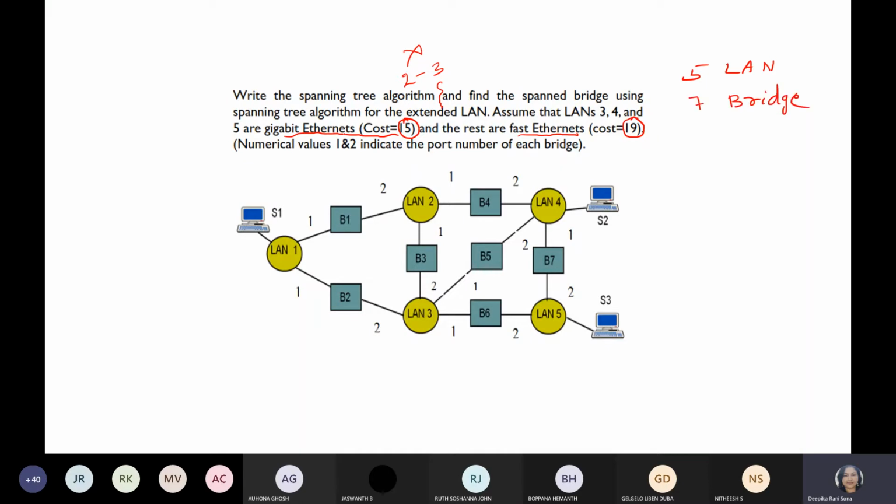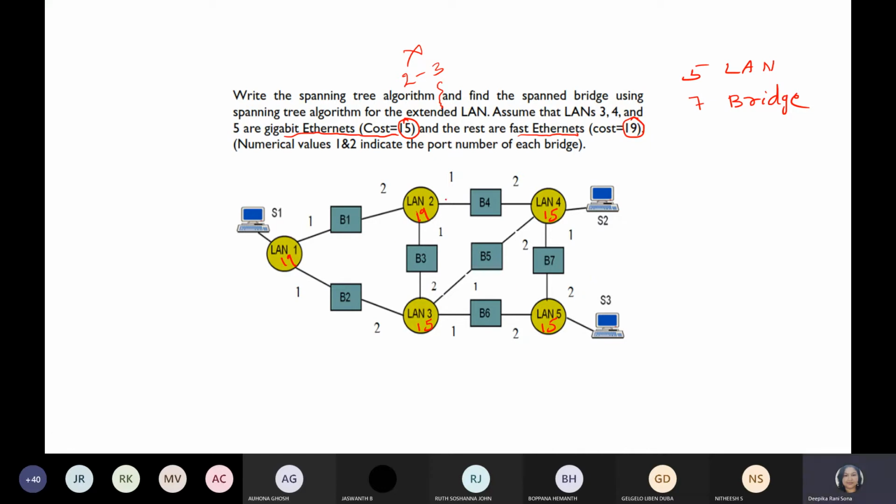Okay. So here first we have to identify which bridges are of gigabit Ethernet cost, and we have to mark that linking cost for them. So LAN 3, 4 and 5. Where is LAN 3? Here is LAN 3. It belongs to gigabit Ethernet cost. So it is 15. LAN 4 is also 15. Then LAN 5 is also 15. Rest are of fast Ethernet cost with 19. Okay.